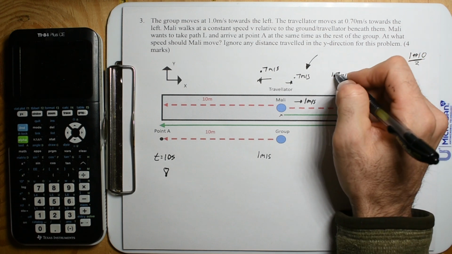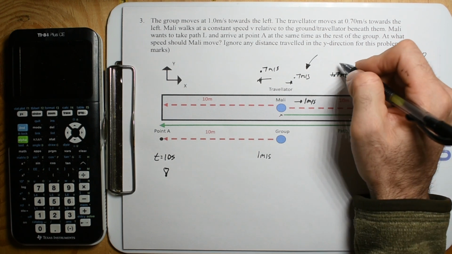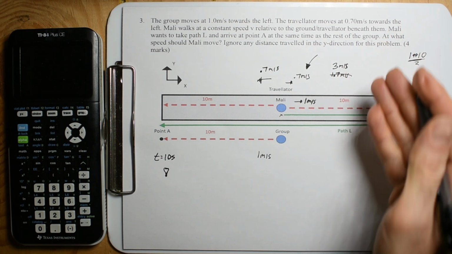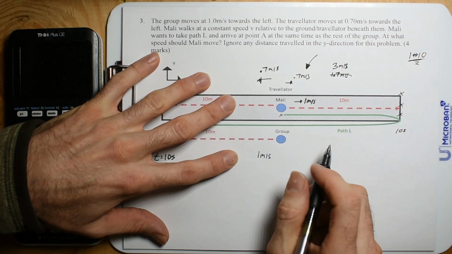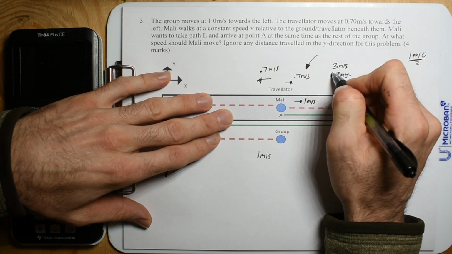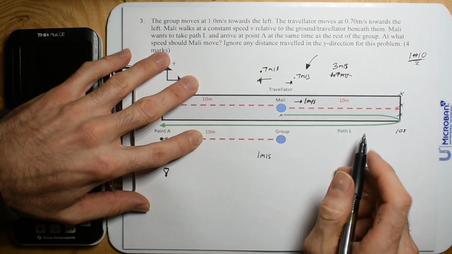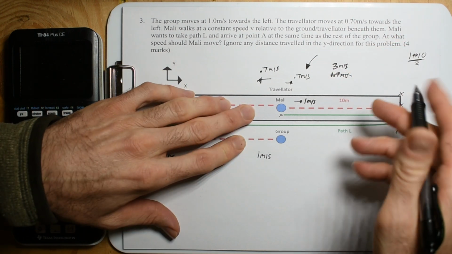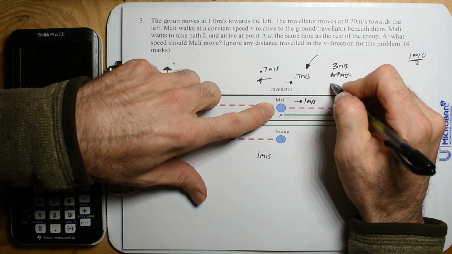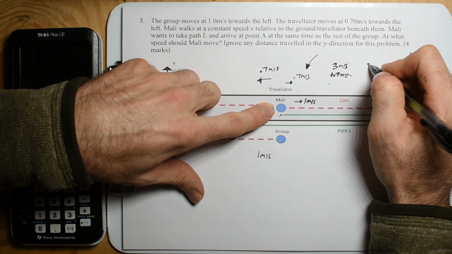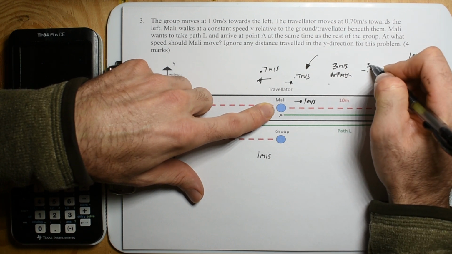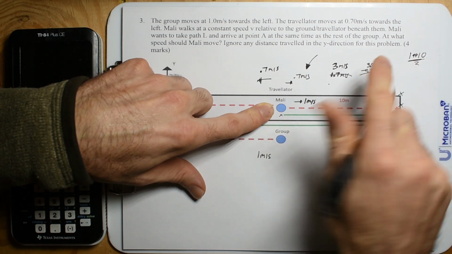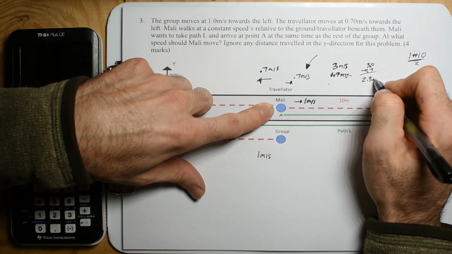So let's just ramp up the speed. So Malachi is now going to walk 3 meters per second. And, well, we were walking 1.7. Yeah, I'm chill with that. So now what happens? Well, this direction, Malachi's speed is going to be reduced. We're going to be 3 minus 0.7. So we got 3.0 minus 0.7. Malachi's speed this way is going to be 2.3 meters per second.